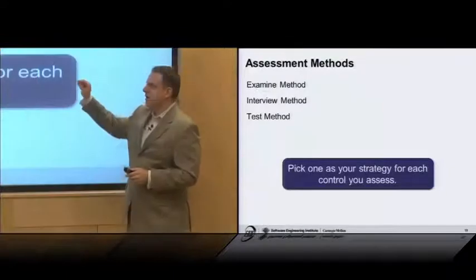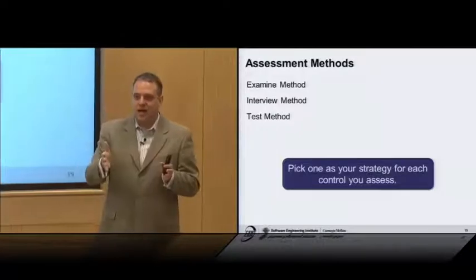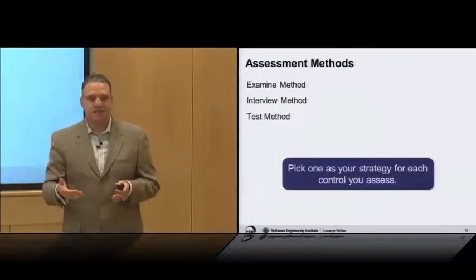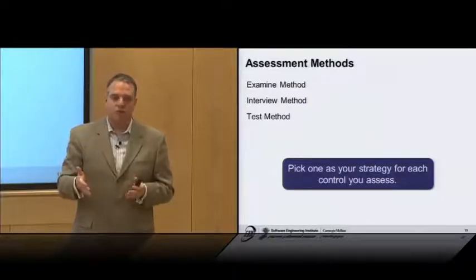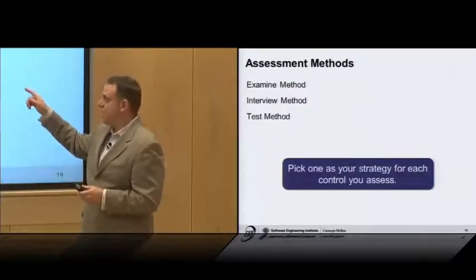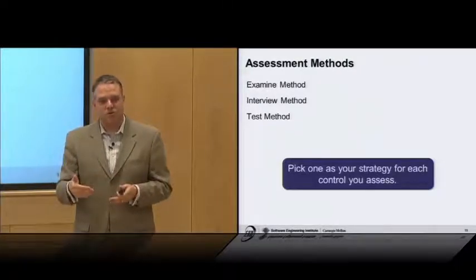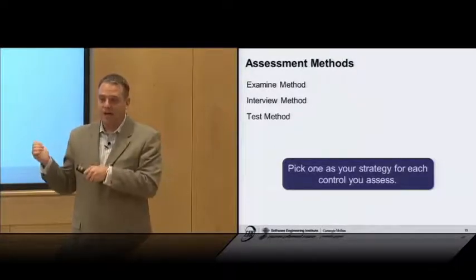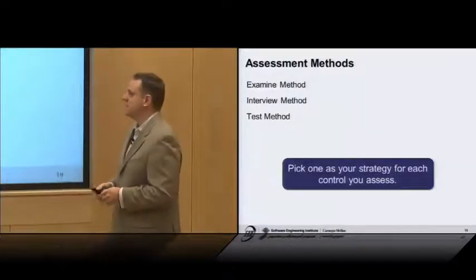So generally you might pick one of these as your ingoing strategy, and you'll look at that control and say, yeah, it makes sense. We've got sufficient evidence to mark this as satisfied. If you go through this process and you realize that just by interviewing, you don't have the ability to say whether the control works or not, you might have to come back and pick another method to figure out whether that control has been implemented or not.